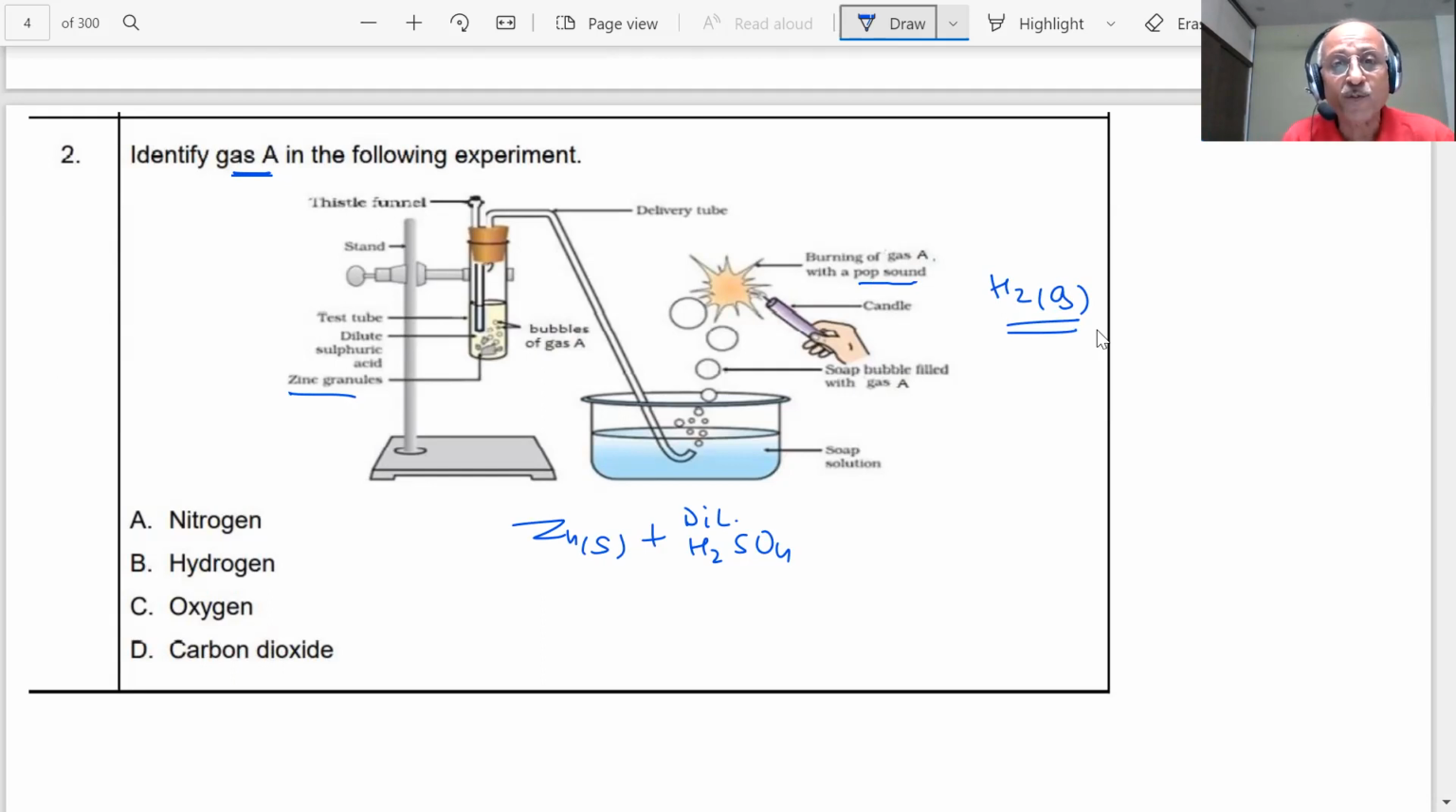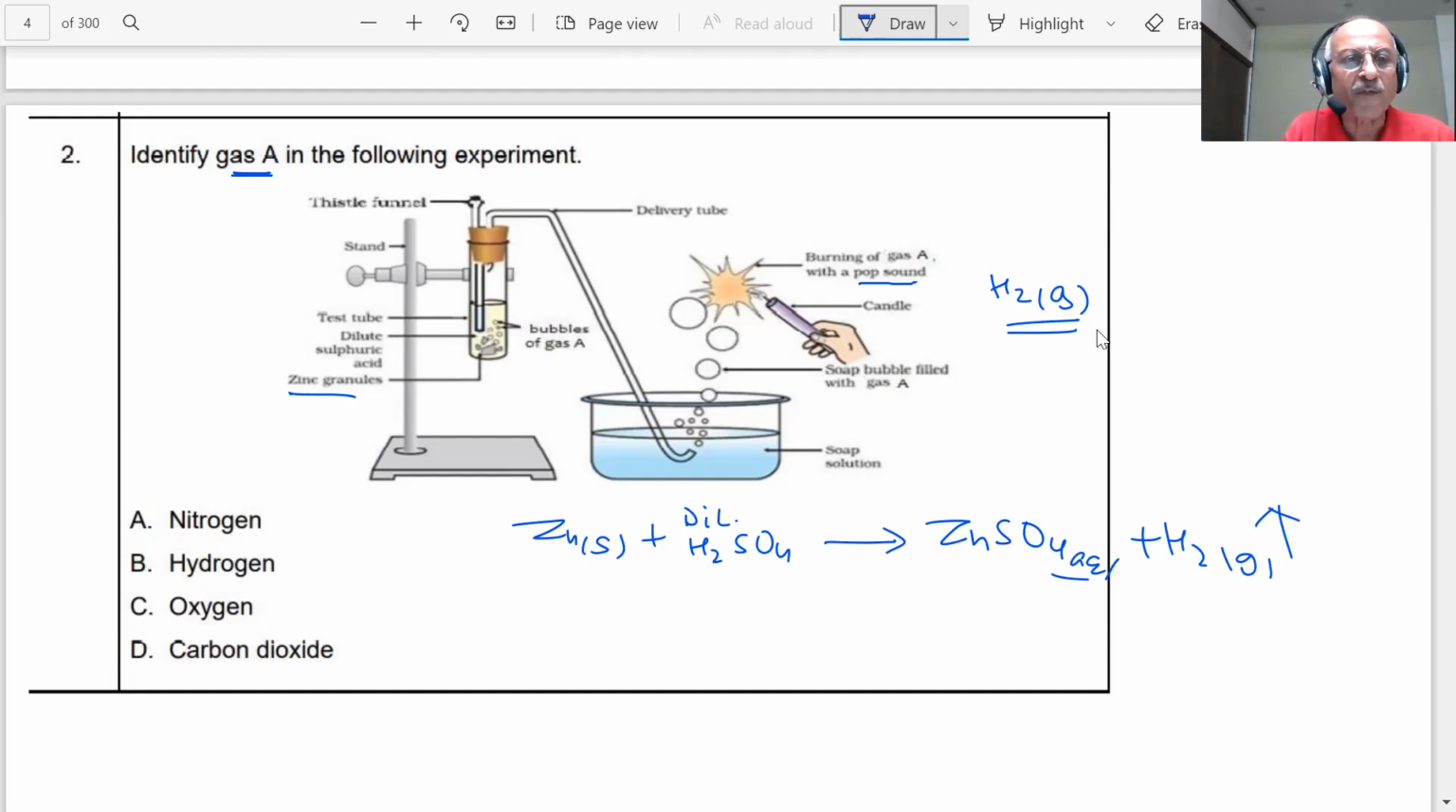Now, as it is clear, student, zinc is a reactive metal. Zinc will displace hydrogen from sulfuric acid, and the reaction is already known to you. What you will get is ZnSO4, and hydrogen gas is evolved. And this is a test of hydrogen gas. It burns with a pop sound.